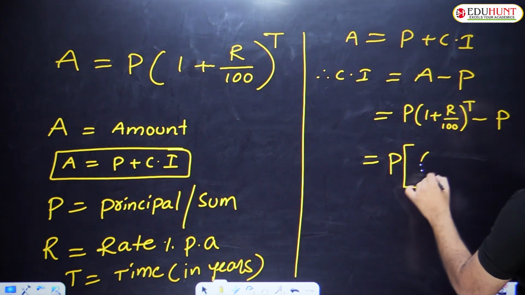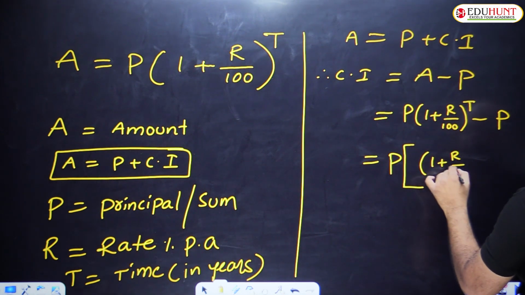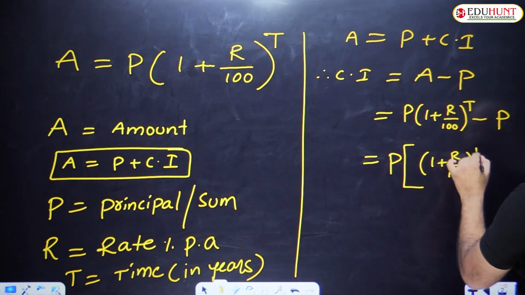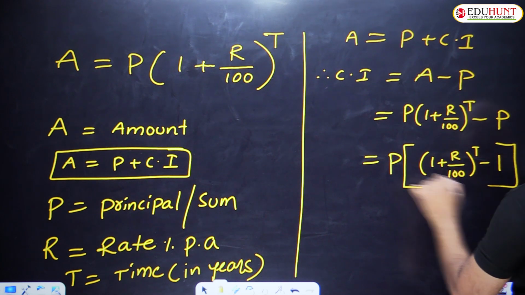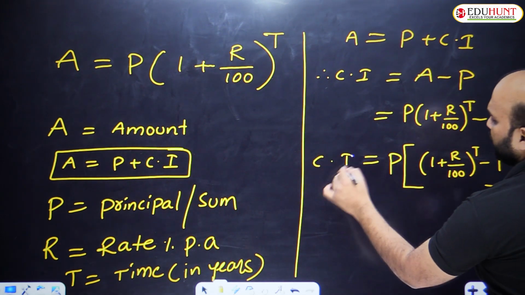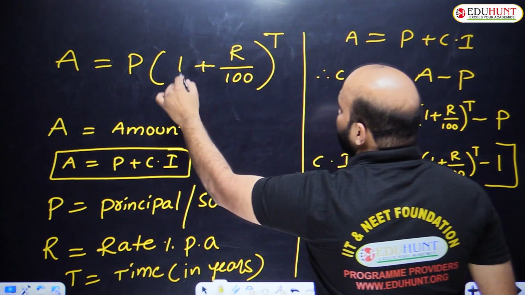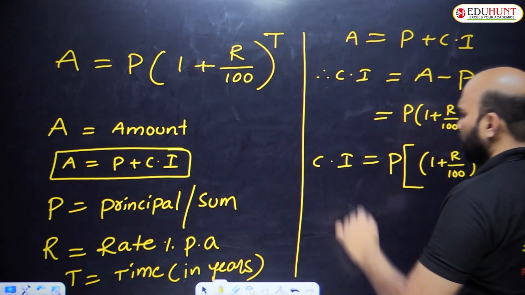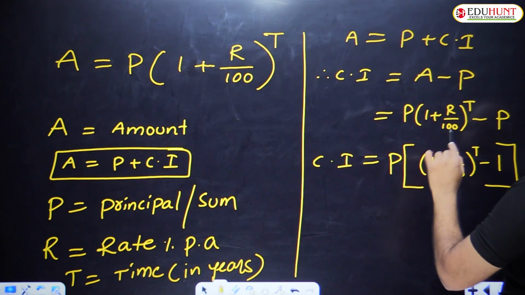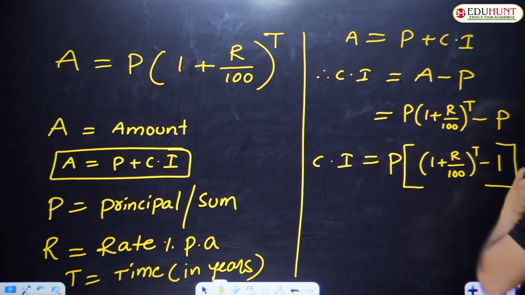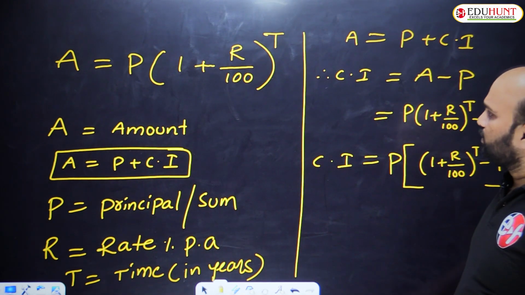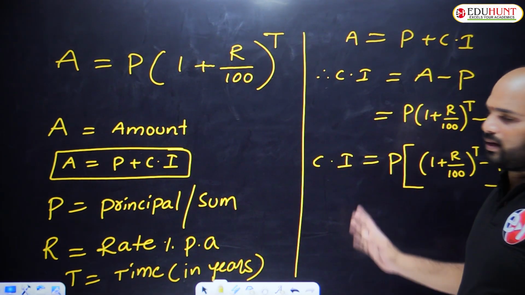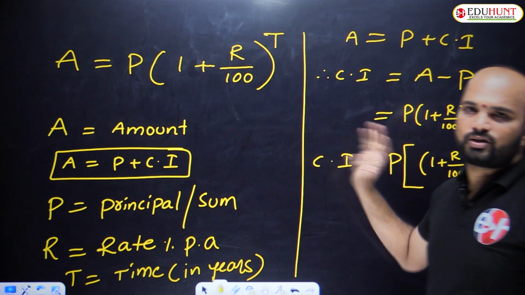So it can be written as (1 plus r by 100) whole power t minus 1. This is the compound interest formula. The amount formula is P into (1 plus r by 100) whole power t. The compound interest formula is P into [(1 plus r by 100) whole power t minus 1]. Am I clear? These two formulas are required based on the school methods, the traditional method.